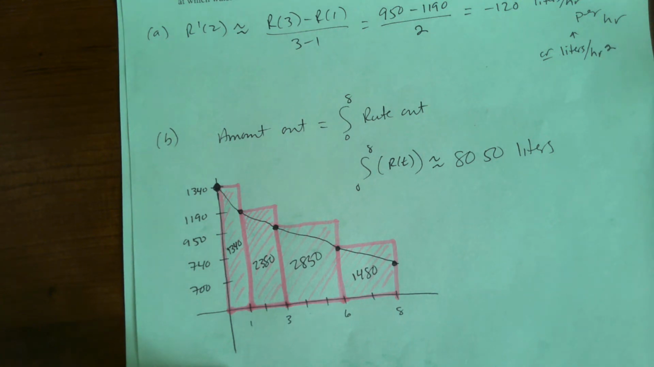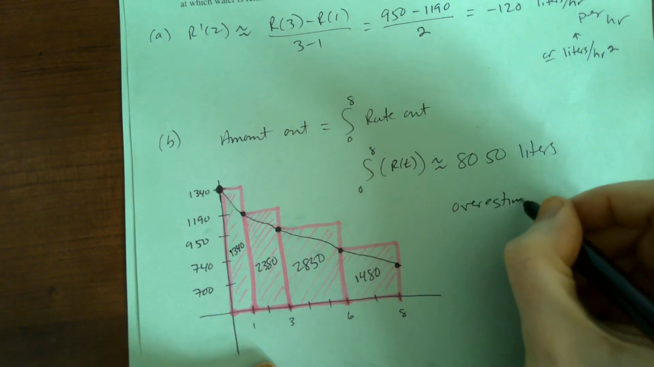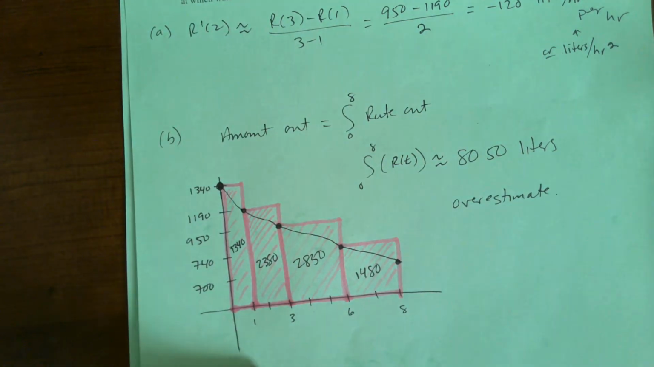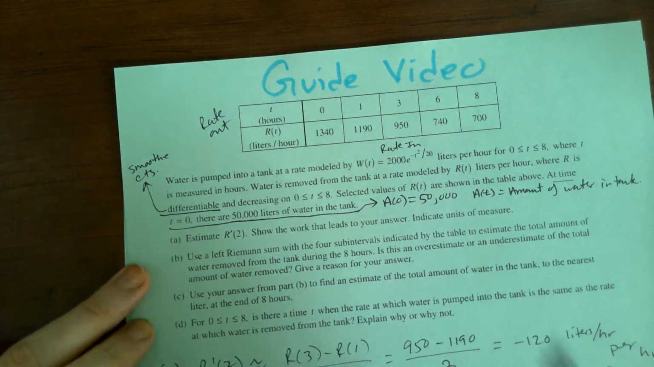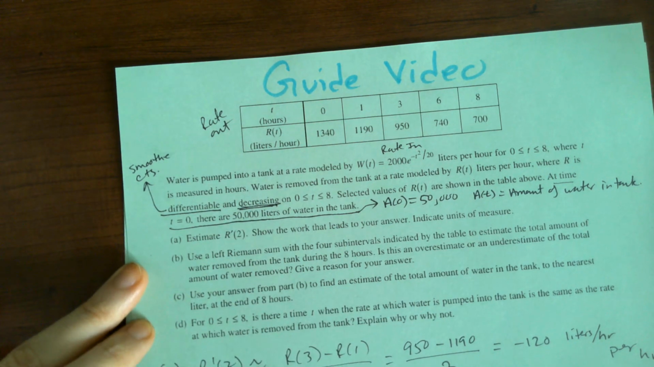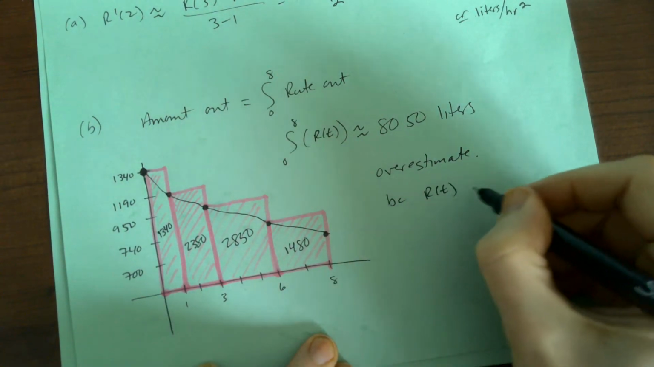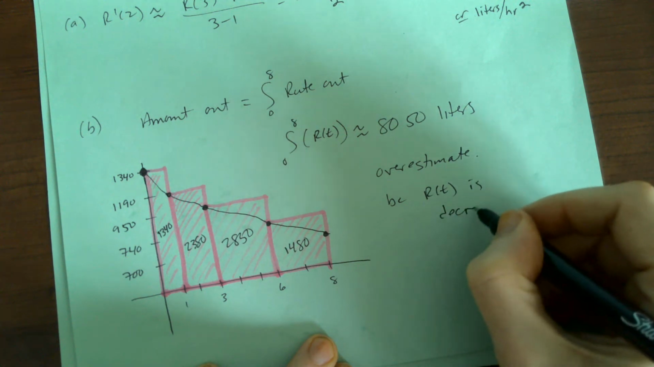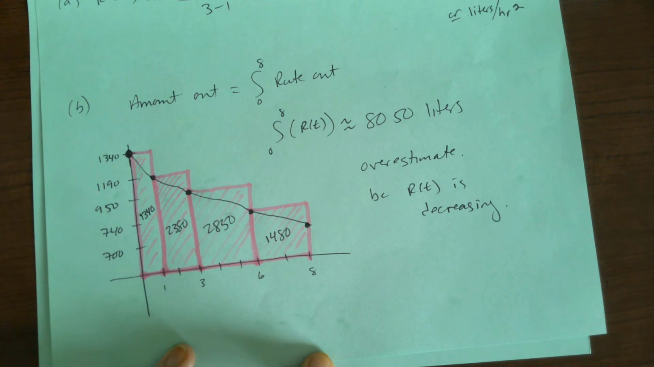Okay, now this is an overestimate. And it's an overestimate because, guys, they told us at the beginning, that's why they told us that R of T was decreasing. All right, so I'll say overestimate because R of T is decreasing. Okay, so there's part B.